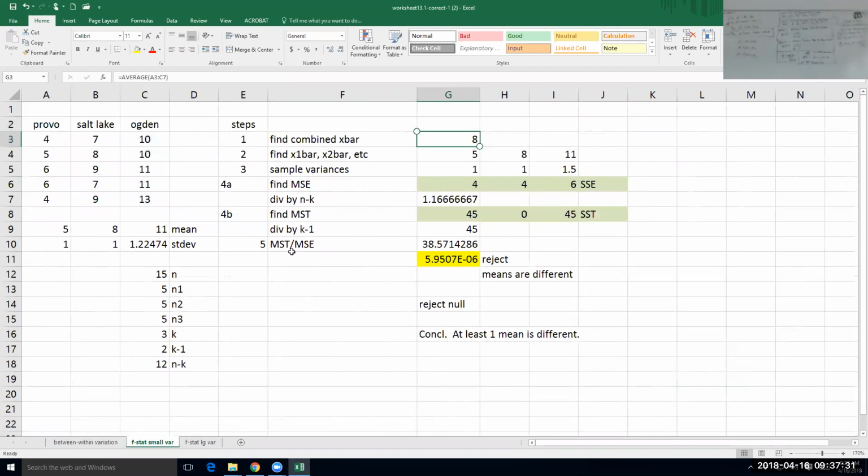Now, step number 2, I need to find X1 bar. As I already found before, the mean of Provo is 5, the mean of Salt Lake is 8, the mean of Ogden is 11. I'll put them all right here: 5, 8, and 11. Find your sample variances. Well, I had previously found that before. 1 squared is 1, 1 squared is 1, 1.22 squared is 1.5. The easiest way to do that with Excel is just to do standard deviation squared.